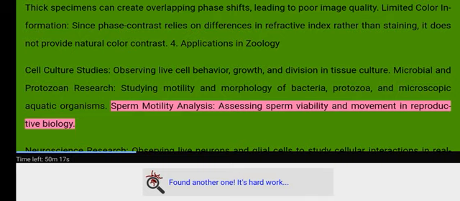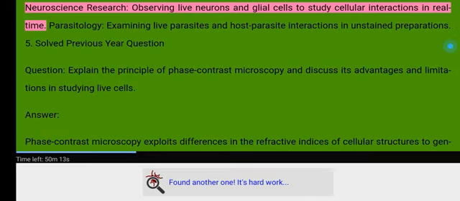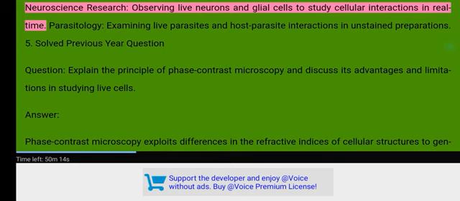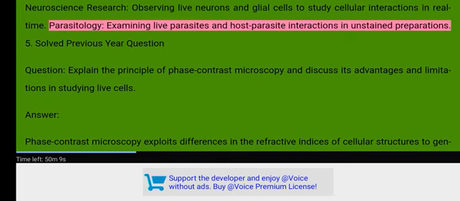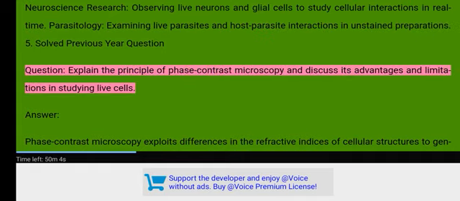Sperm motility analysis, assessing sperm viability and movement in reproductive biology. Neuroscience research, observing live neurons and glial cells to study cellular interactions in real time. Parasitology, examining live parasites and host-parasite interactions in unstained preparations. 5. Solve previous year question.